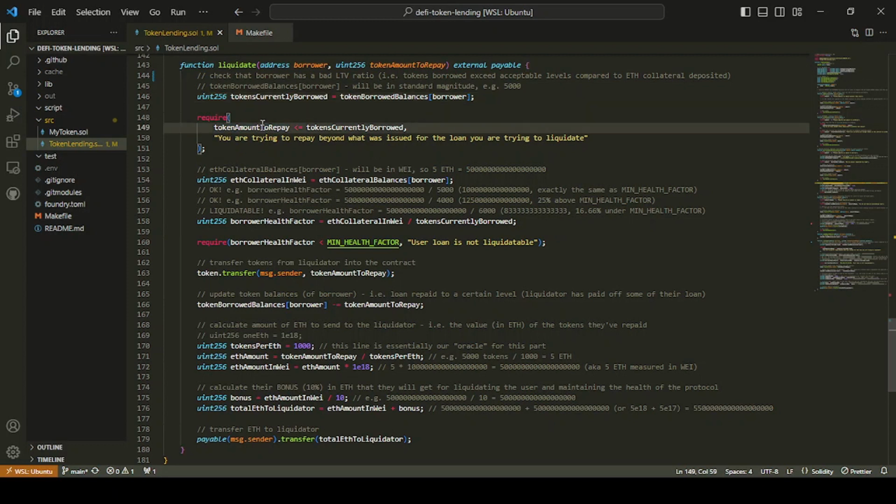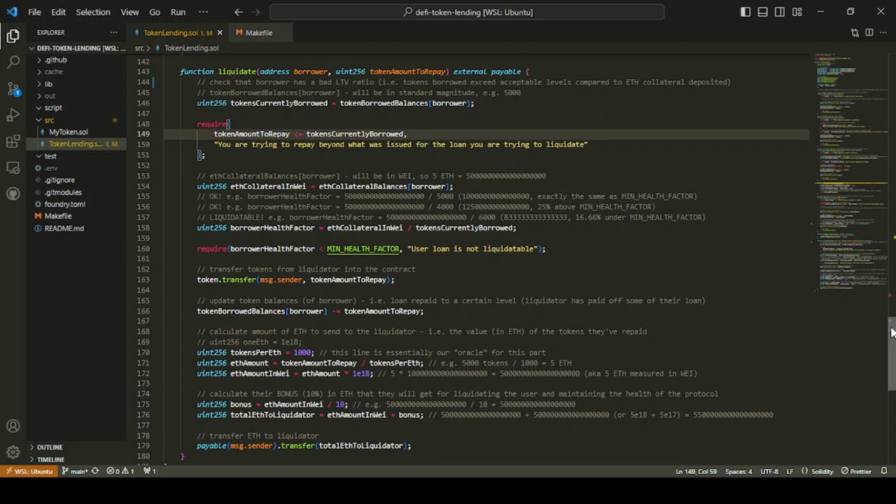If they're trying to pay, this is just a require. Token amount to repay is less than or equal to, did I do that right? Token amount to repay. So we're making sure that the token amount to repay is less than the tokens currently borrowed. They're not trying to pay off 10,000 tokens and there's only been 500 borrowed or something like that.